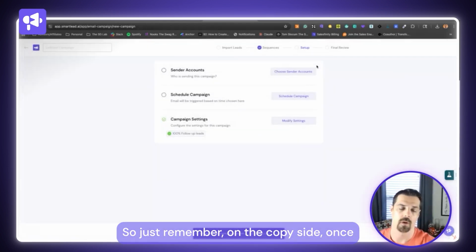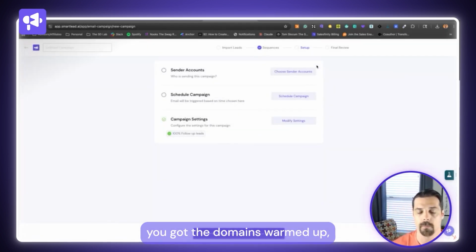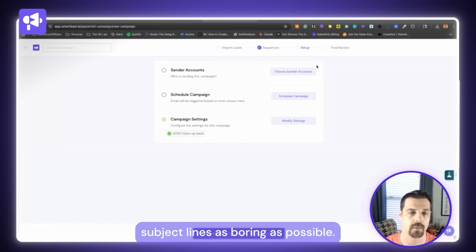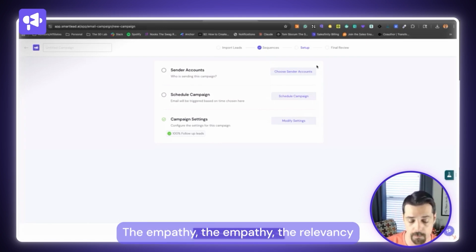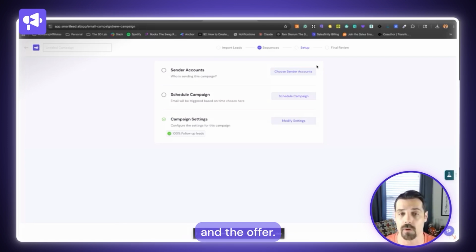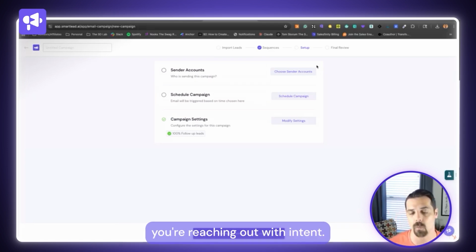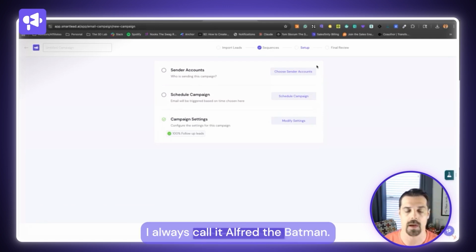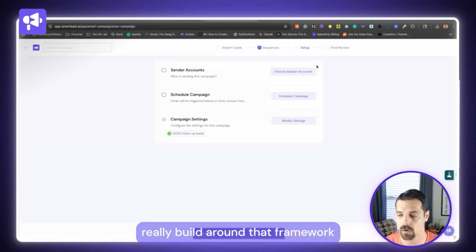So just remember on the copy side, once you've got the domains warmed up and everything teed up, you start going into your copy: short subject lines, as boring as possible, leverage some spintax to refresh that copy, and make the copy all around the hook, the empathy, the relevancy, and the offer. If you can remember the hero framework, you're reaching out with intent, trying to be the hero to their story. I always call it Alfred to Batman. How can we be Alfred to their Batman, right? And help them tackle their villains. So in that campaign, you can really build around that framework.